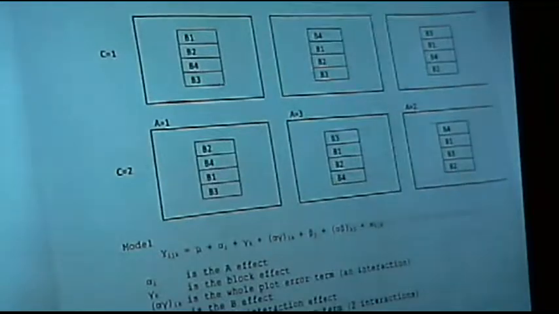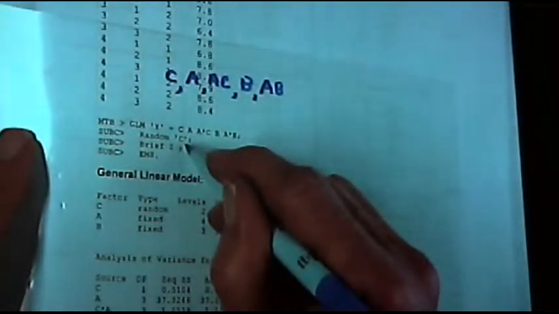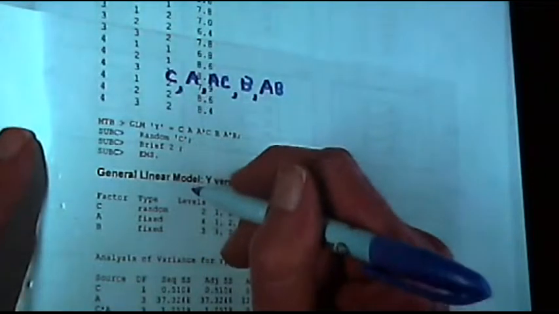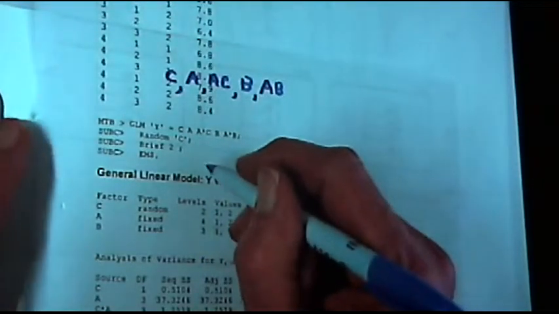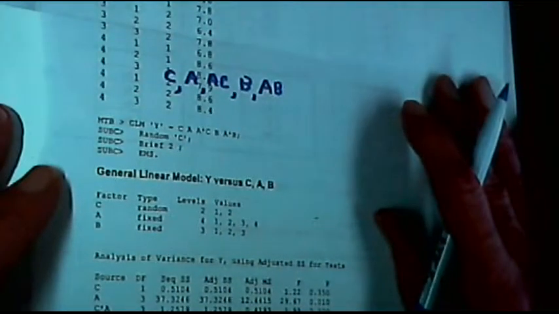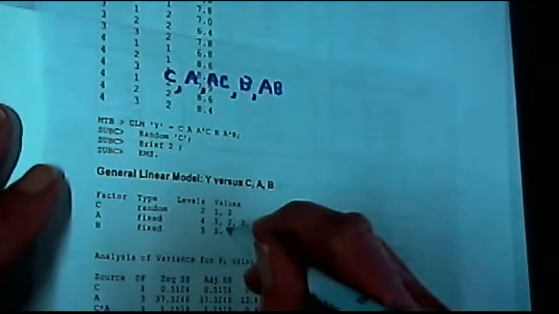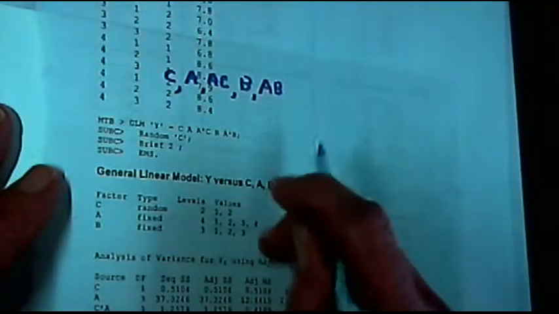So anyway, notice I'm just using the simple GLM command, so nothing fancy is needed in that regard. And so C is random. That would be the blocks of the farm. And the others must be fixed since I didn't say they were random. And so we ask for expected mean squares. So C has values 1 and 2, A has values 1 through 4, B has values 1 through 3. We get this ANOVA table.